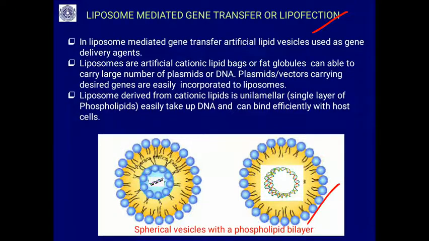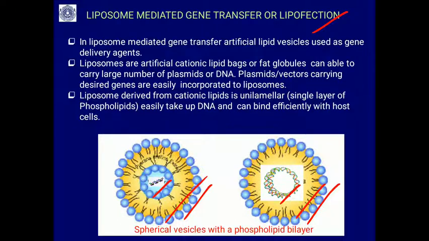So these are the phospholipid bags. They may be bilayer or monolayer, unilamellar or bilamellar. You can see here a unilamellar phospholipid layer carrying plasmid DNA. Here, a bilamellar phospholipid layer carrying DNA inside. You can see they are spherical vesicles.